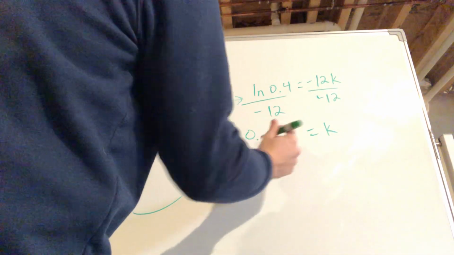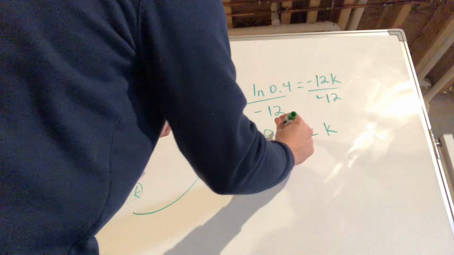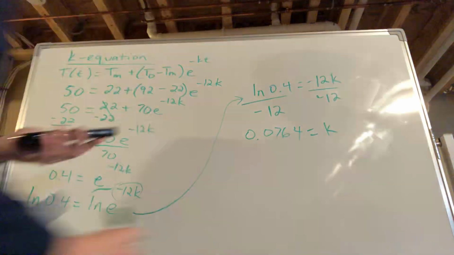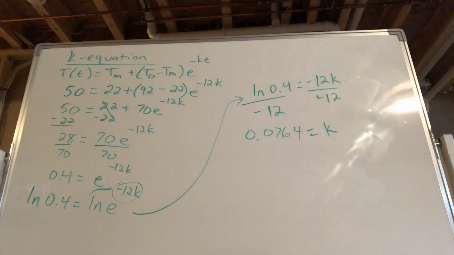0.0764. Now remember, I like to go 4 decimal places because we want to be as precise as possible. All right, so let's go 4 decimal places there. So that's our k. Don't forget that number. Well, you should have it written down. I'll come back to it if I forget it.